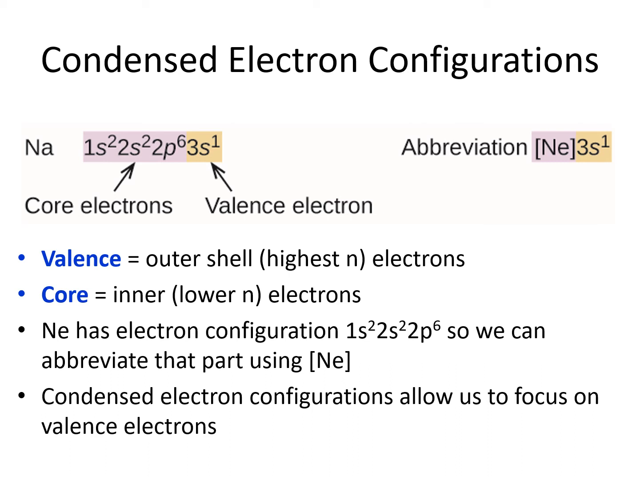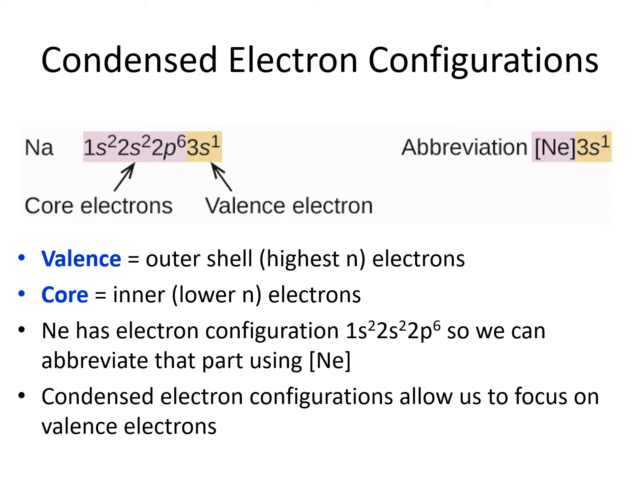Electrons can be divided into whether they are core or valence. The core electrons are the ones on the inside, like the core of a planet or apple. They have lower levels of N. The valence electrons are the electrons in the outermost shell. They have the highest level of N for that particular atom.